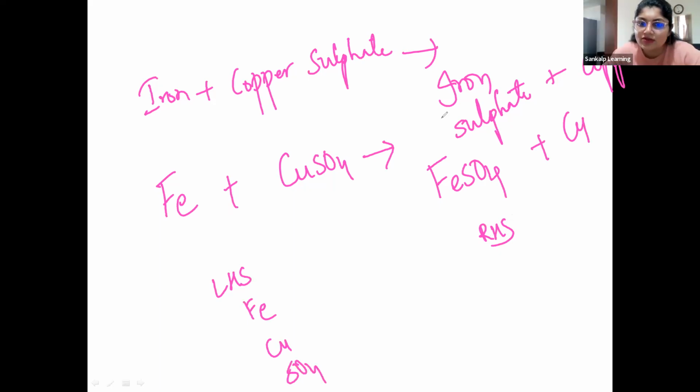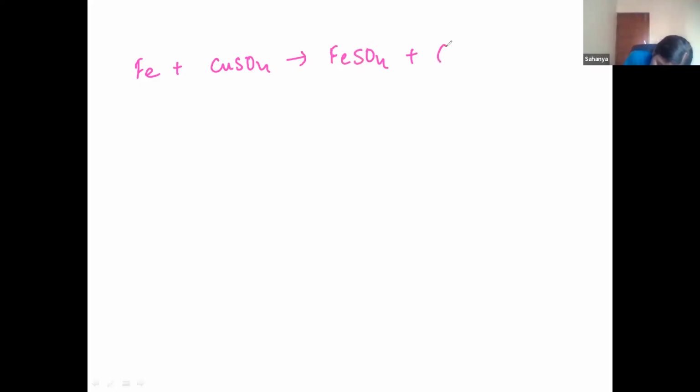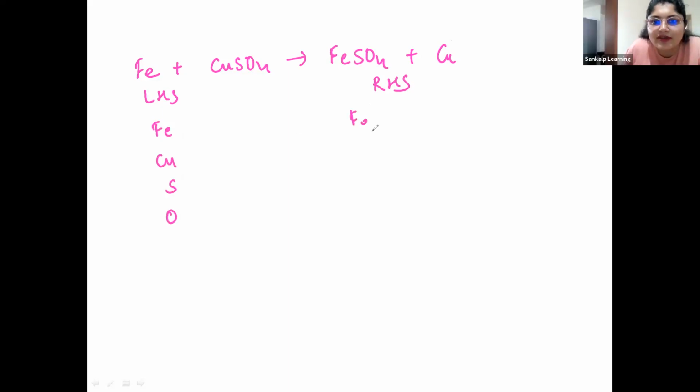Fe, Cu, SO4. Sorry, you have to wait just a second, let me put it down. Fe plus CuSO4 giving you FeSO4 plus Cu. Now LHS and RHS. Fe, Cu, S, O. Sorry, I'll write it once again. Okay, now you have to tell me.